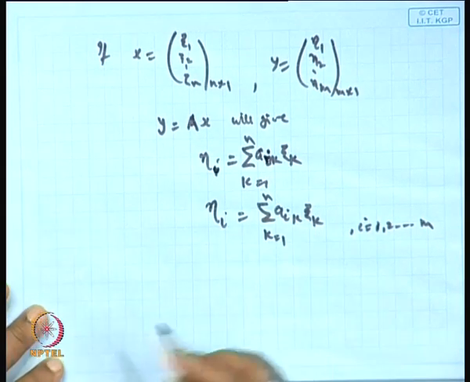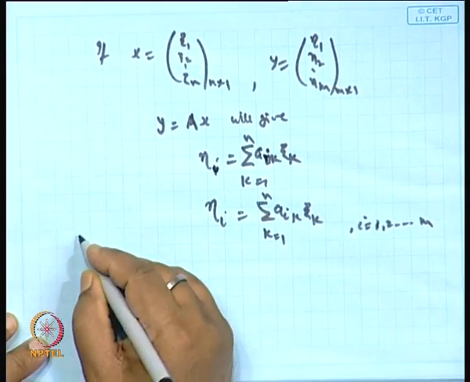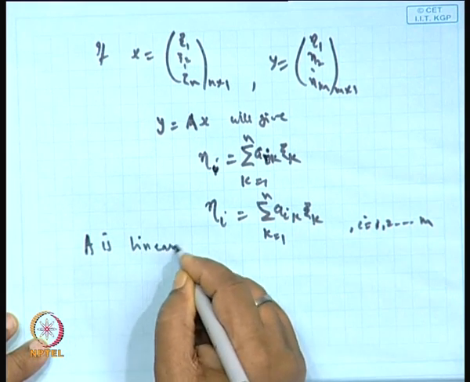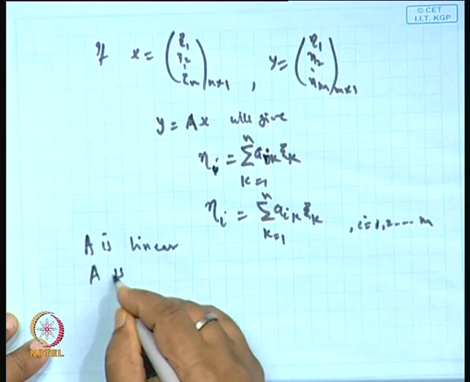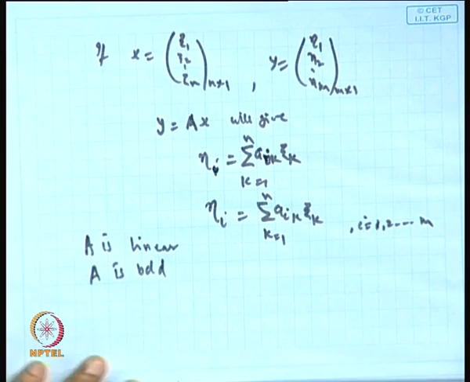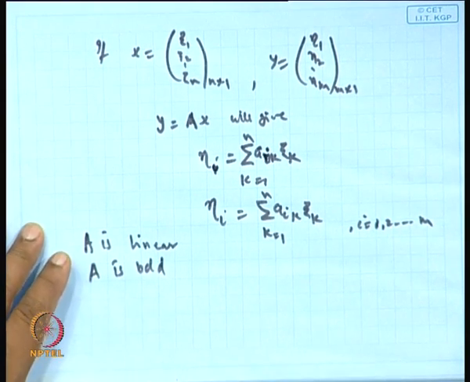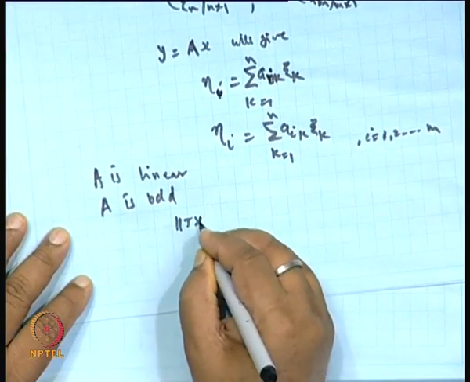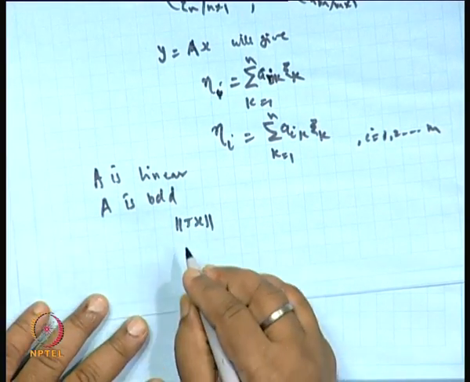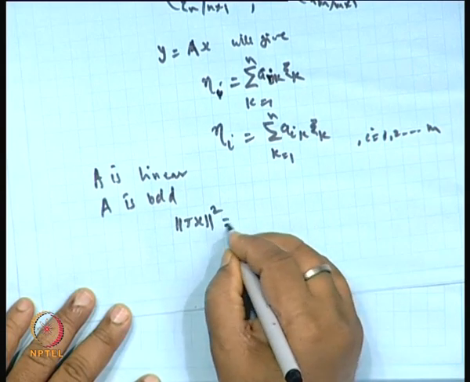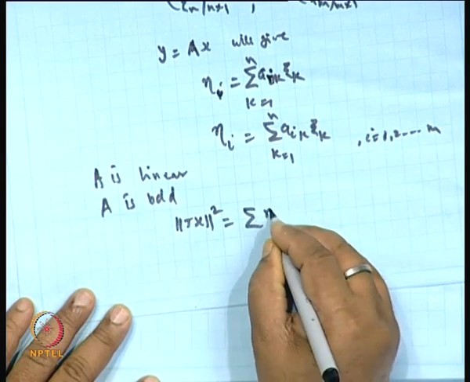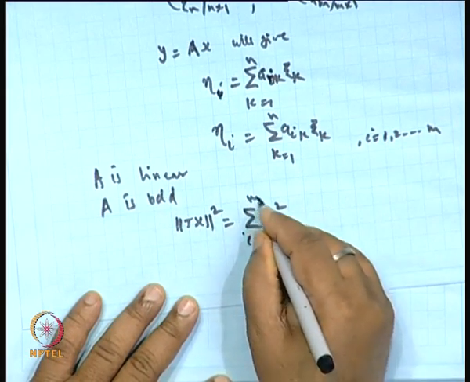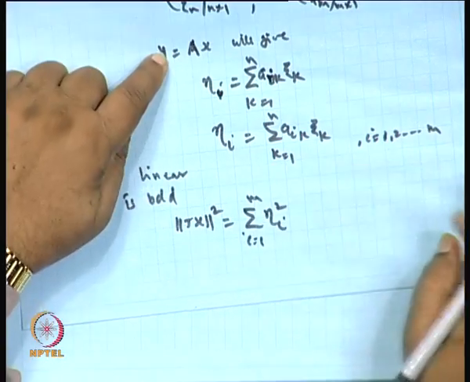Now, let us see the matrix A. We have seen matrix A is linear. Now, we also claim A is bounded. It is not only linear, it is bounded. Why? What is the norm of Tx? The norm of Tx squared is equal to the sum of eta_i squared, i is 1 to m, because this y is equal to eta_i.